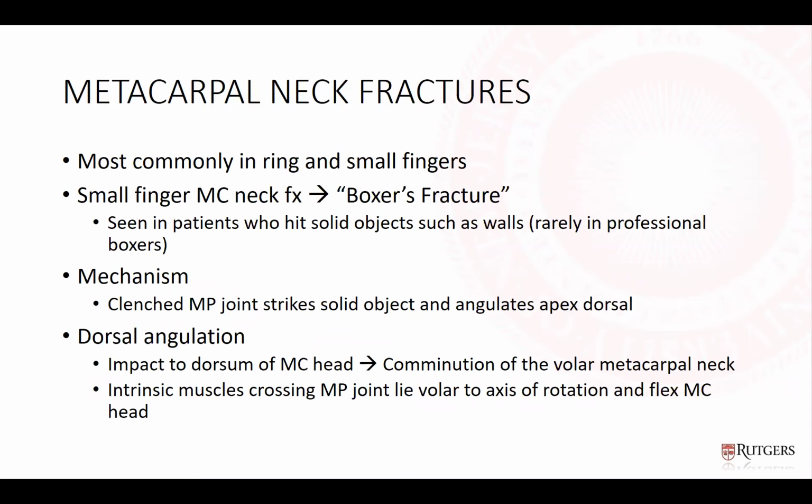Next, we'll move into metacarpal neck fractures. These most commonly occur in the ring and small fingers, with the small finger metacarpal being most common. The usual mechanism is patients who hit solid objects so that the clenched metacarpophalangeal joint hits the object and produces apex dorsal angulation. This dorsal angulation is generally the result of impact on the dorsum of the metacarpal head that results in comminution of the volar metacarpal neck. The intrinsic muscles crossing the MP joint lie volar to the axis of rotation and flex the metacarpal head.